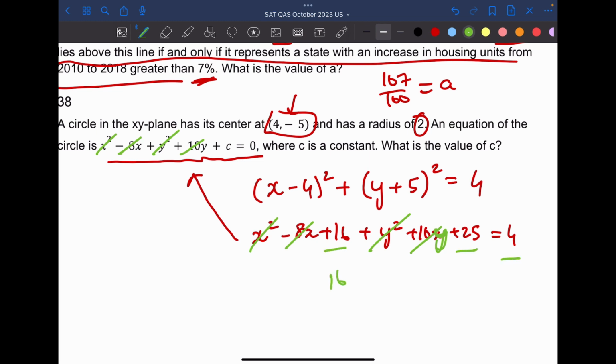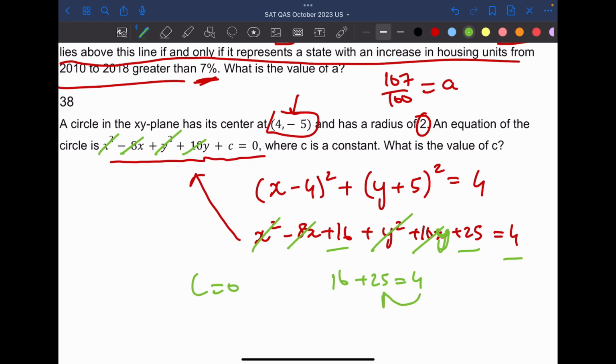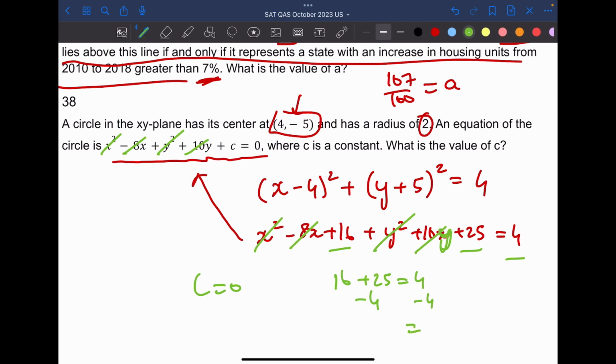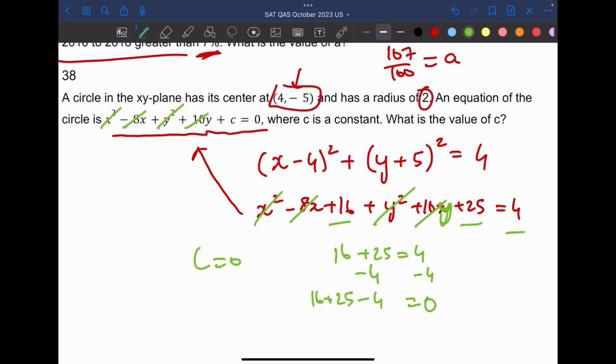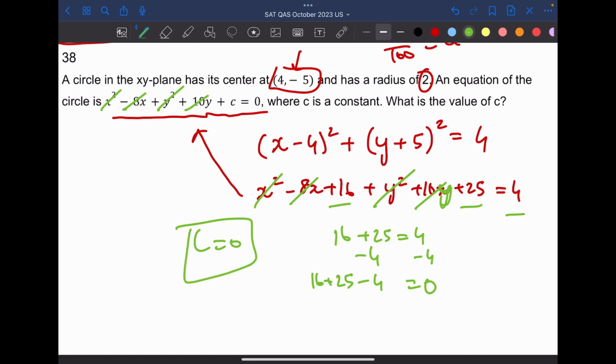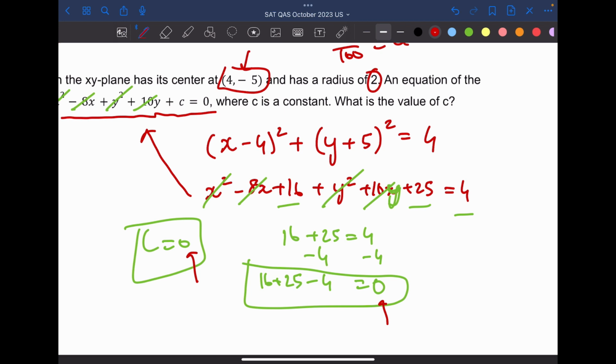So 16 plus 25 is equal to 4. But we want something to equal 0, because the right side is 0 in this case. So what we want is for this 4 to go over here, so you would subtract 4 from both sides. You would end up with the right side being equal to 0. So 16 plus 25 minus 4 is what we want, because now these look exactly the same. If you look at them visually, they're both equal to 0. So c must be equal to this value over here. So c is equal to 16 plus 25 minus 4, which is equal to 37. And that is the answer.